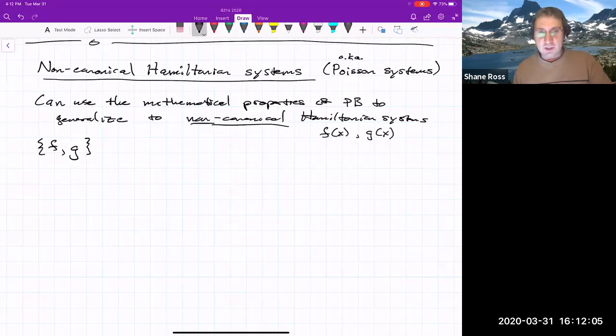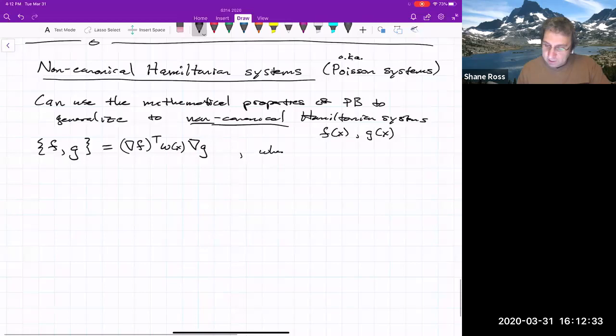These are just scalar functions of the phase space. You can define the Poisson bracket as being the gradient of f transpose multiplied by omega x times the gradient of g. So it looks like what we had before, where omega x was just the J matrix. We've now defined omega x, and I guess we have to say what the dimension is.